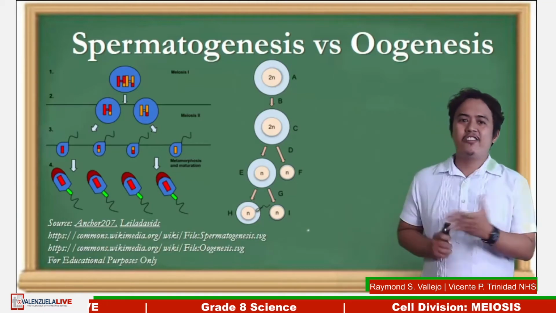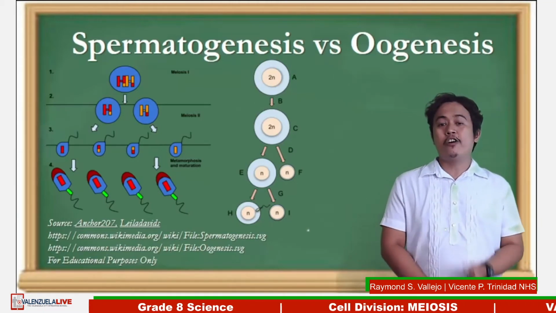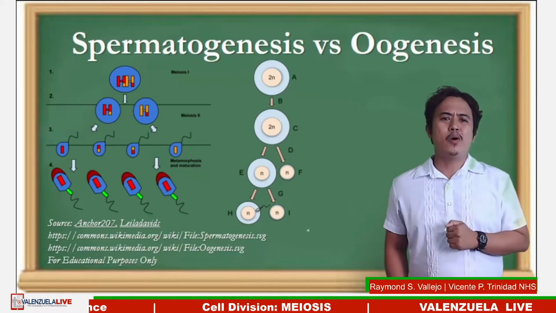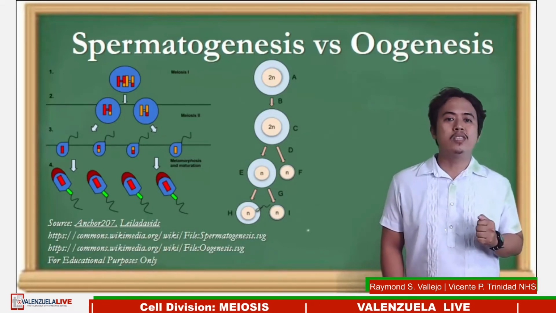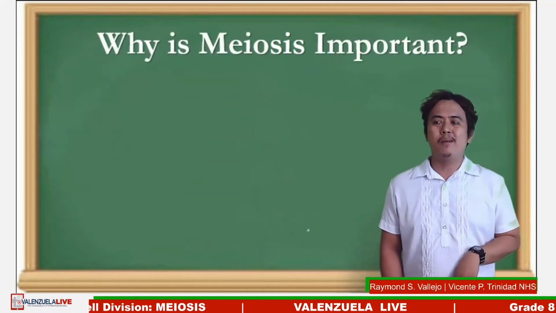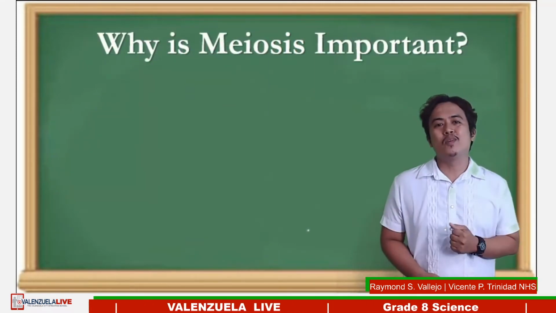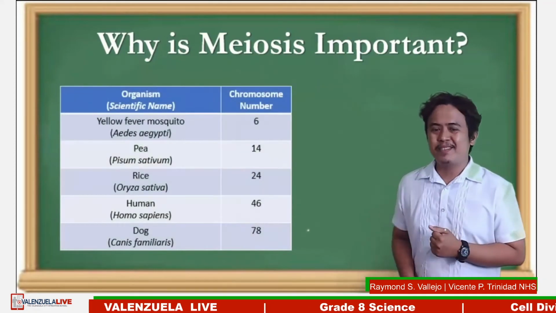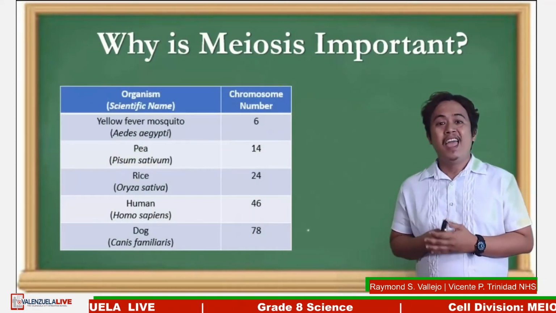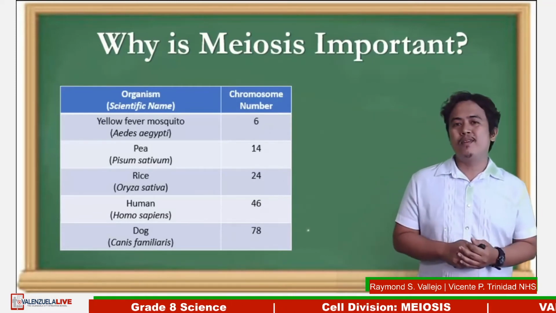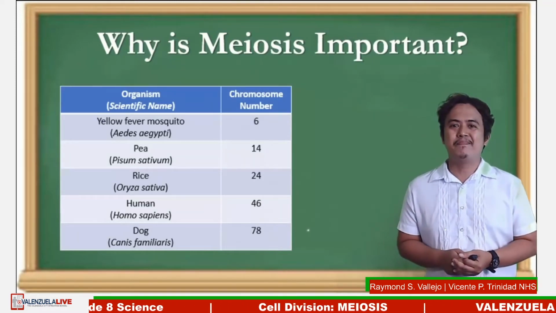We already learned the stages of meiosis and the types of gametogenesis. But why is it important that the process of meiosis maintain the chromosome number of an organism? Let us compare several chromosome numbers of different organisms. This table shows that there are different chromosome numbers for each organism.